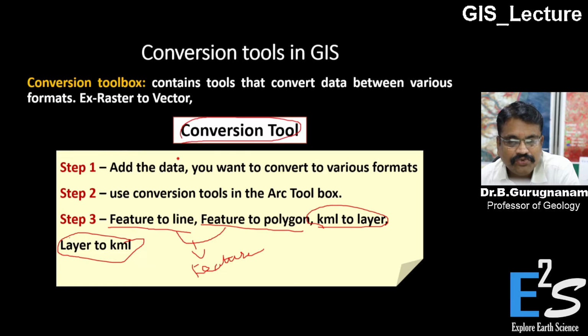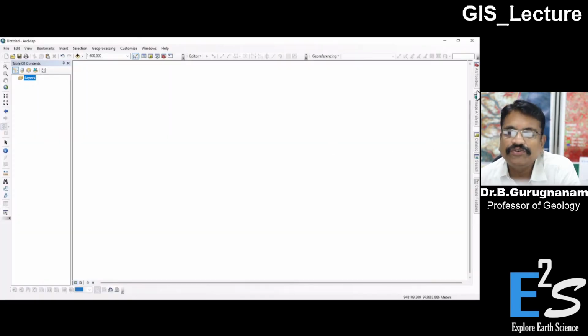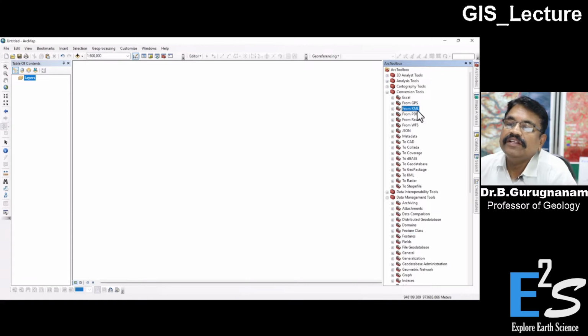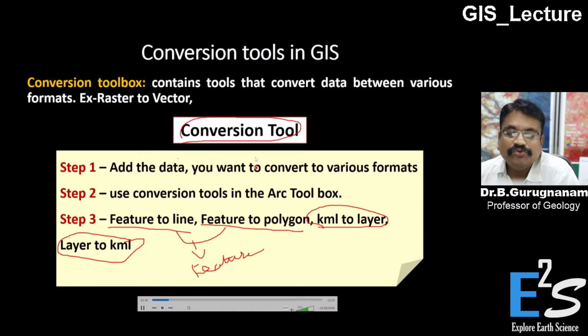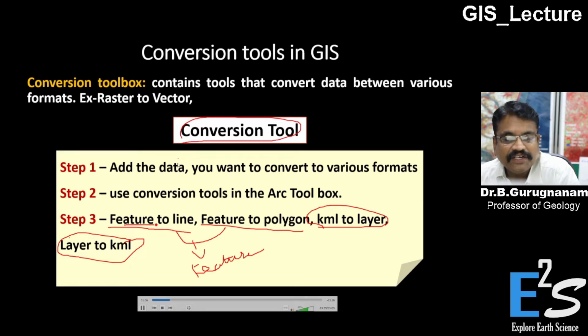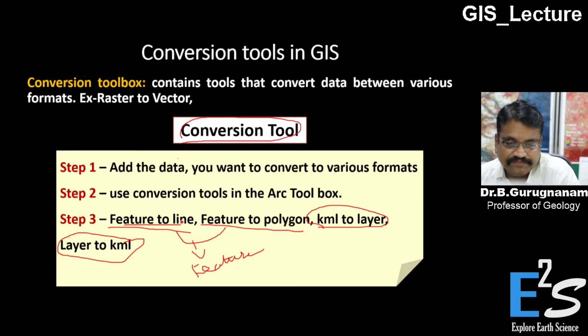The conversion tool is the tool which you have to take from the data management. You take it from the conversion toolbox, and you look at that, here it is: from GPS, from KML to GeoKML, from PDF. So many options are available. We will explore one by one. KML to layer, layer to KML, everything can be done in this exercise.